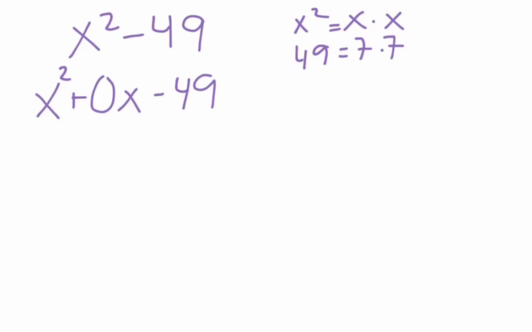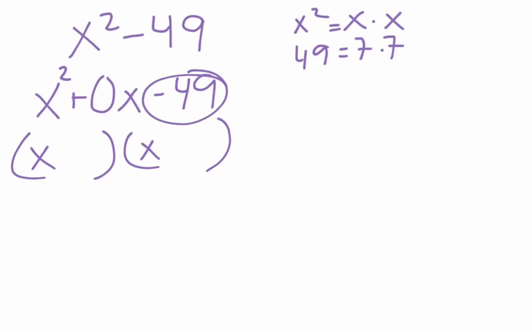I need two numbers, so I'm going to put my x's here, two numbers that will multiply to give me negative 49 and add up to give me 0. And again, I'm doing that so that the way I'm talking about it is the same way as I was talking about it last class. So let's do our scratch work.